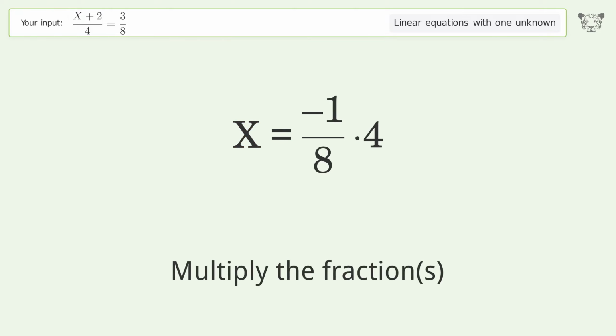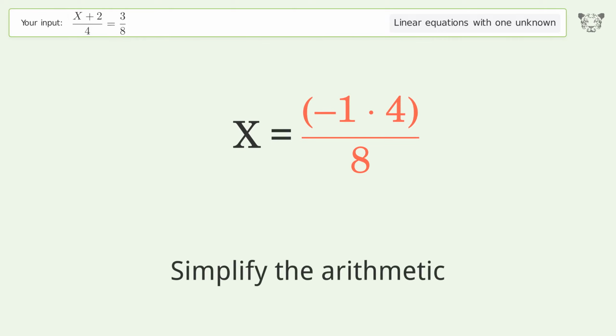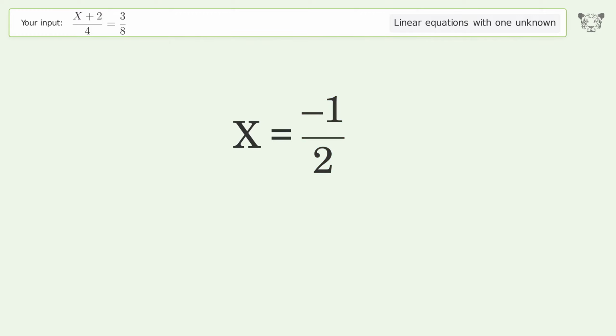Multiply the fractions. Simplify the arithmetic. And so the final result is x equals -1/2.